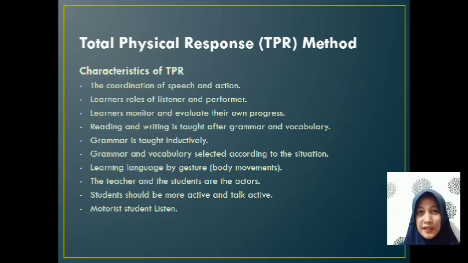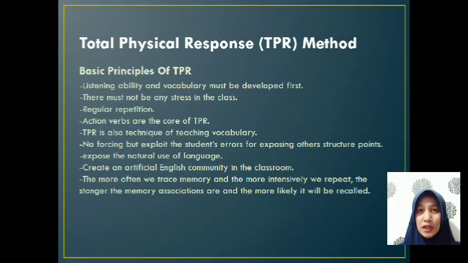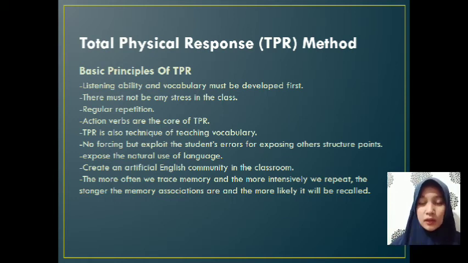The next basic principle of TPR: students learn language rapidly by moving their bodies. Imperatives are a powerful linguistic device through which the teacher can direct students' behavior. Students can learn through observing action as well as by performing the action themselves. The first principle: listening ability and vocabulary must be developed first. Two, there must not be any stress in the class.